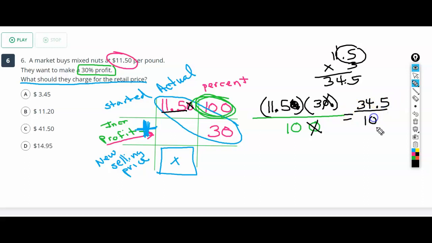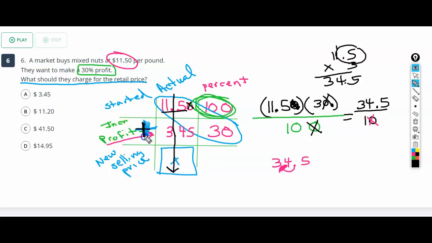We're going to divide by 10. If you recall how to divide by powers of 10 mentally, you count the number of zeros. There's 1 zero. So you're going to move this decimal point back 1 space. There are other ways to divide, and that's perfectly fine. So we get a profit of $3.45.